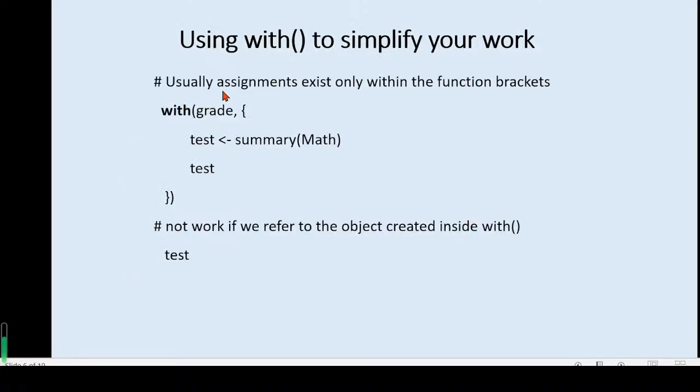And usually assignments exist only within the function brackets. For example, if we write with grades, then inside the brace, we calculate a variable called test. Then we show this test within grade. It's okay. But if we want to show this object test after with, outside of the with, then it does not work.